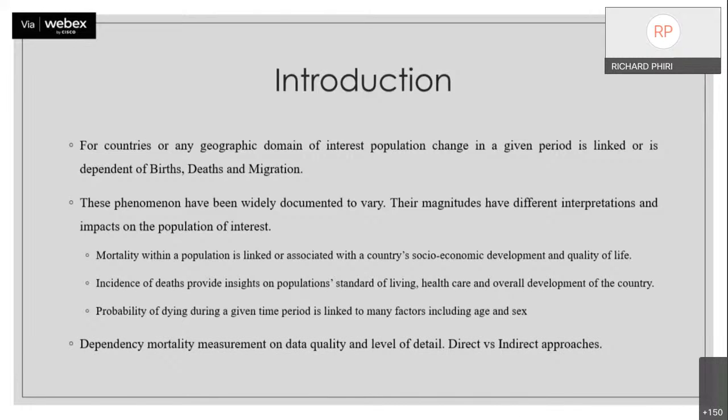Yeah. So as other presenters have indicated, the measurement of mortality is dependent on the quality of the data that we have and also the level of detail.